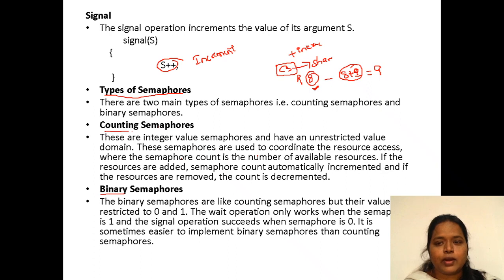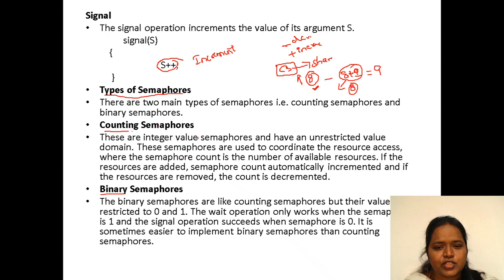If you are going to add any one of the resources, the semaphore count is going to be incremented by 1. Suppose any resource has been removed, in the sense the semaphore count is going to be decremented by 1. So that is known as counting semaphore.